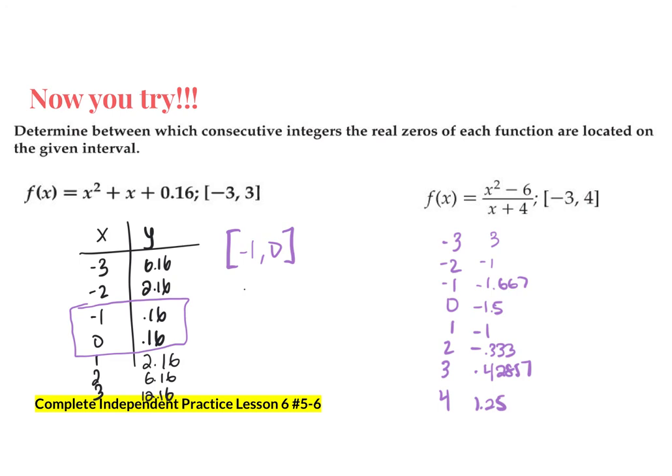So for the second problem, when we're analyzing our table, there is a change in sign from -3 to -2. And there is a change in sign from 2 to 3. So those two intervals will determine a possible solution or possible 0.